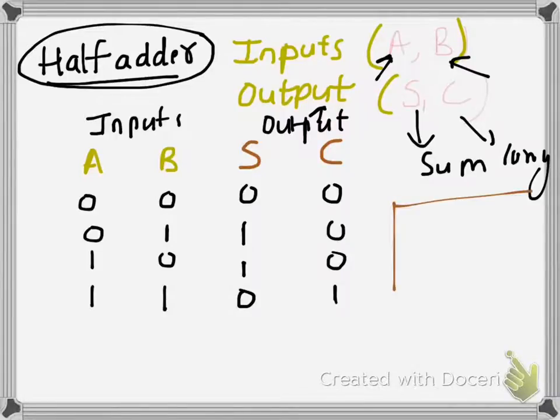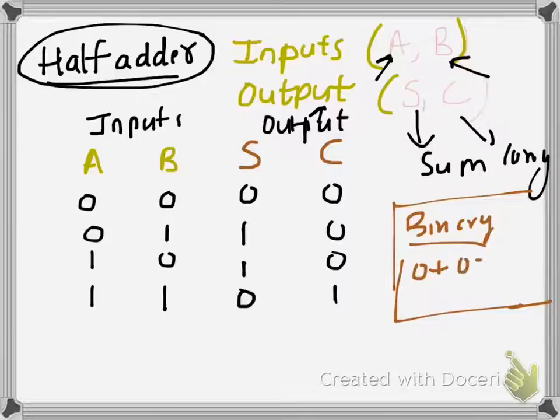For easy understanding, I'll just tell you that binary addition is similar to decimal. In the case of decimal, 0 plus 0 will be 0, 0 plus 1 will be 1, 1 plus 0 will be 1 only, and 1 plus 1 will come out to be what? It will come out to be 2. If you convert 2 to binary, what will you get?